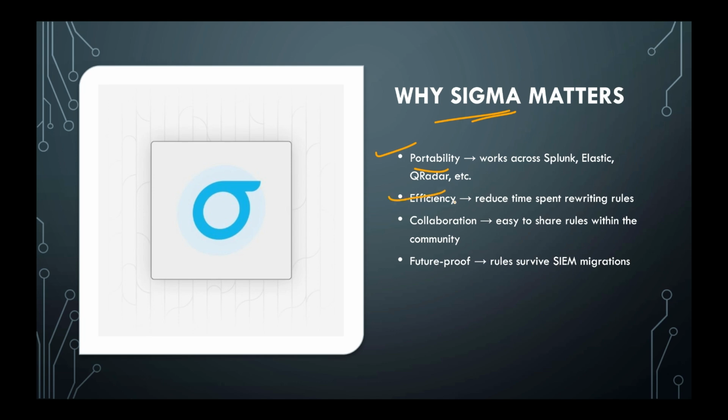Efficiency. Writing a rule once and using it anywhere reduces the time spent tweaking individual rules. This boosts your incident detection speed. Then collaboration. Sigma makes it easier to share detection rules with other teams or even with the wider security community. Imagine being able to swap detection rules like a pro. Then future proof. If your organization switches SIEM, you won't have to rewrite all your detection rules. Just export them from Sigma and convert them to the new SIEM format.